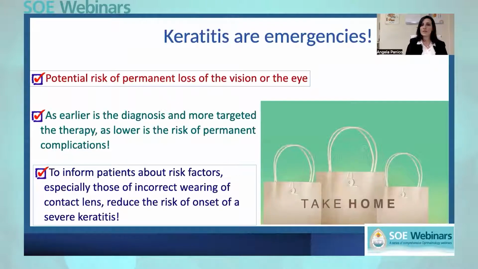So keratitis are emergencies because of the risk of potential loss of vision or of the eye. The earlier the diagnosis and the more targeted the therapy, the lower the risk of permanent complications. A crucial role in prevention is to inform the patient about the risks, especially those of incorrect wearing of contact lenses, to reduce the risk of onset of a severe keratitis.